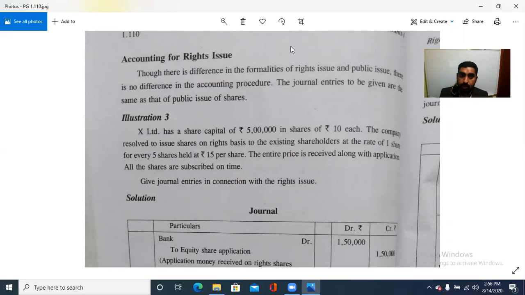So for that purpose, we will do one problem. X Limited has a share capital of 5 lakh, in shares of rupees 10 each. So how much is the number of shares?